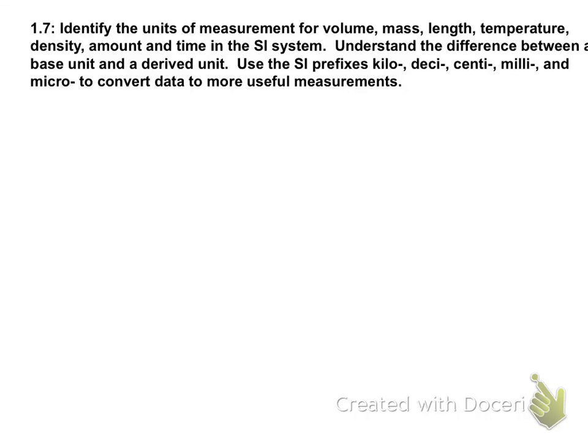So basically there are 3 things that I would like for you to take away from 1.7. I would like for you to identify the correct units of measurement for volume, mass, length, temperature, density, amount, and time in the SI system. I would like for you to understand the difference between a base unit and a derived unit. And then finally, I would like for you to be able to use the SI prefixes. So those are the 3 basic things I'd like for you to be able to do with this learning target.